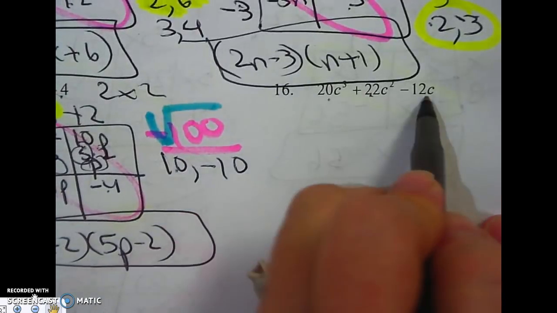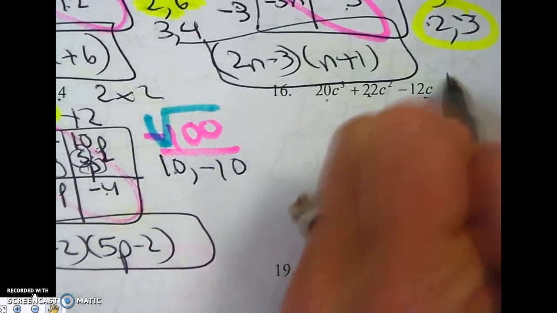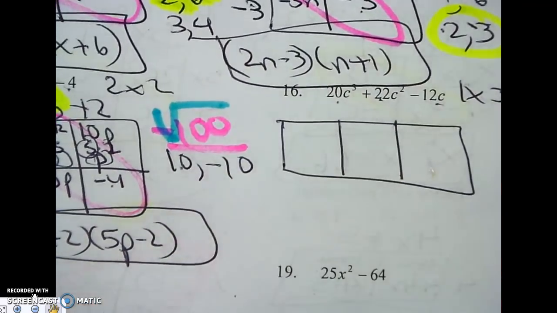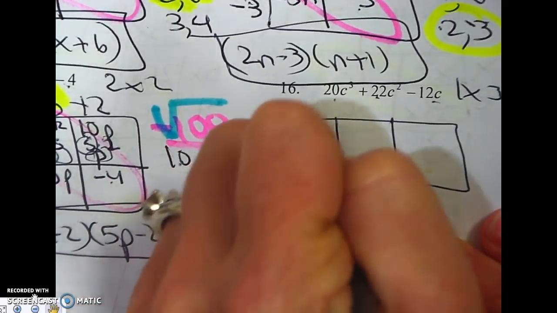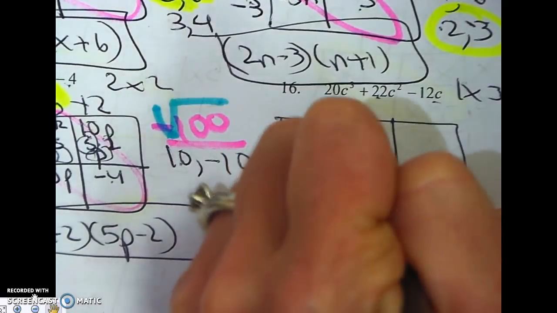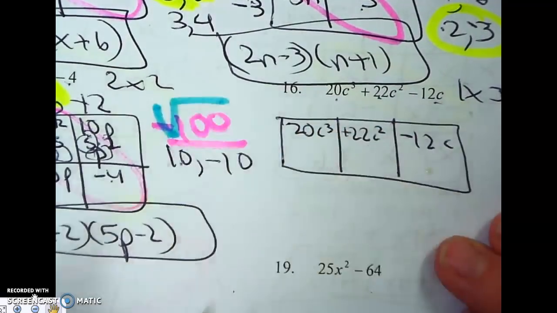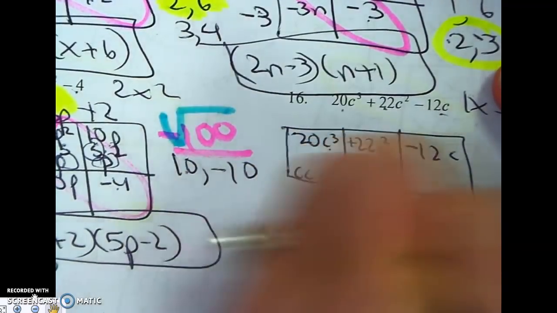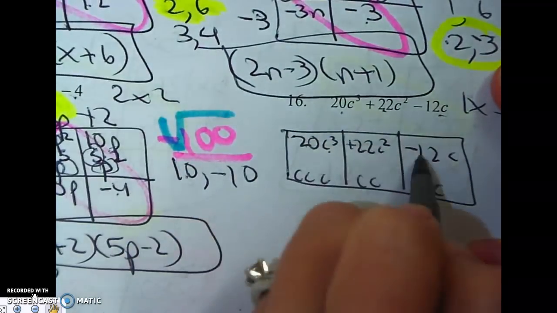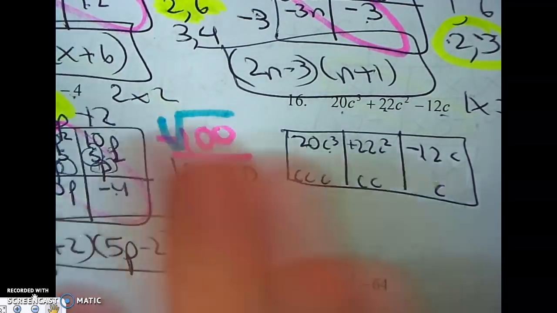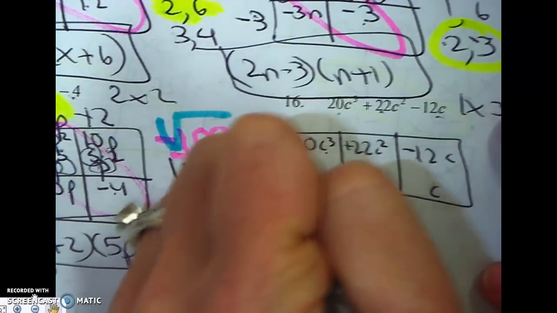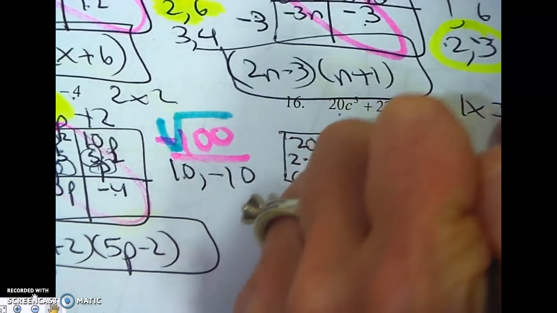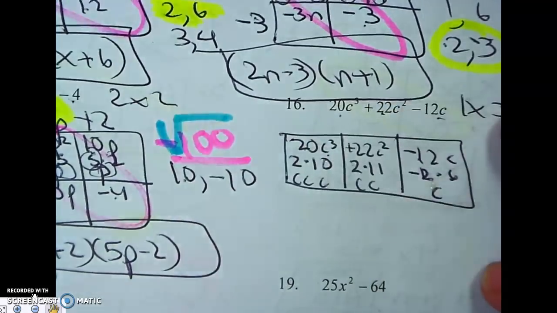I look to see they all have a c and they're all even. That means it's a 1 by. That means they have something the same. So I have 20c cubed plus 22c squared minus 12c. I feel like the c's are the easiest, so I'll do that first. I see that they're all even, so I know 2 divides, and that's actually the biggest number. So 20 is 2 times 10, 22 is 2 times 11, and 12 is 2 times 6.